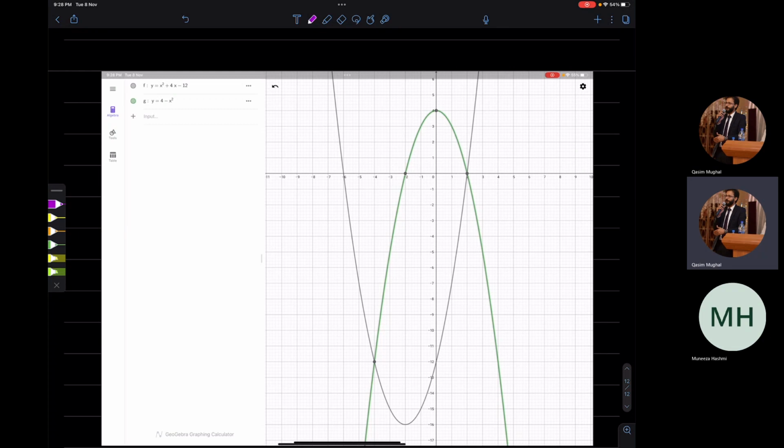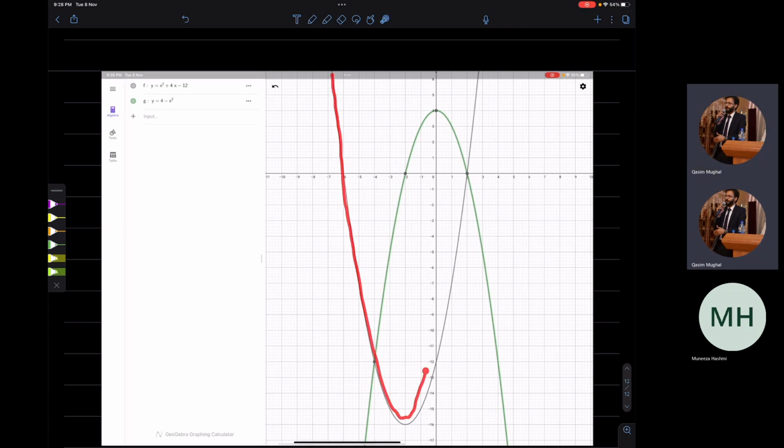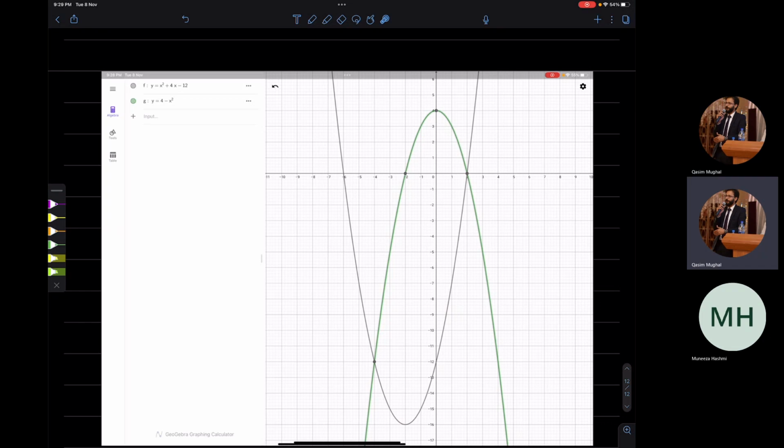You need to shade the region where y is... okay, now just focus on the gray function first. Once you have the graph there, the gray function says that y is greater than this function. And for the second part it says y is less than this function.